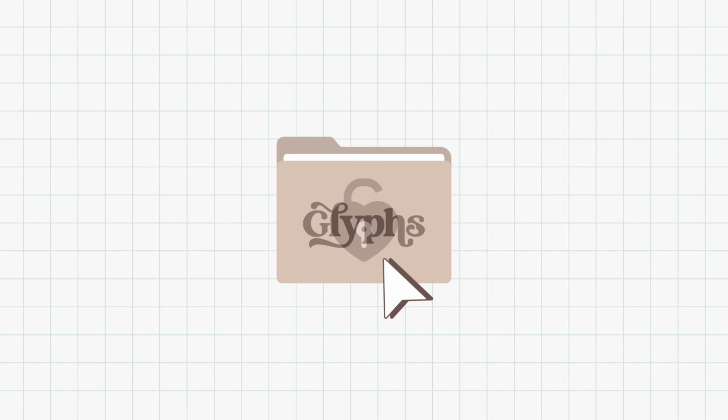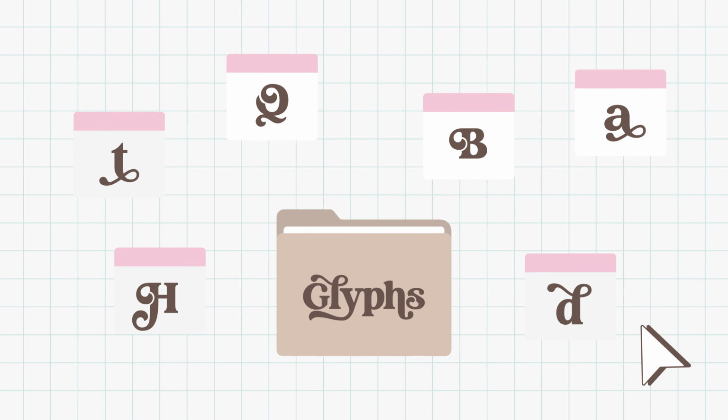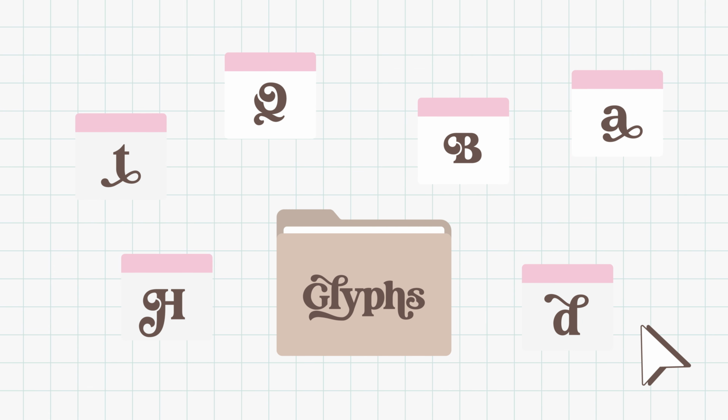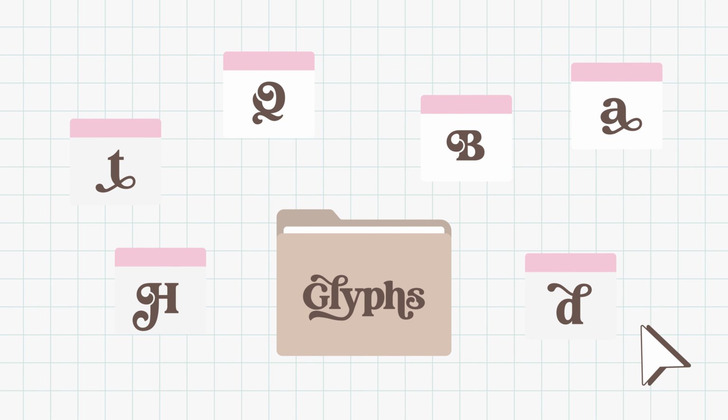Those extra swirly letters are called glyphs, and today I'm going to show you exactly how to unlock them and use them in your Canva designs. So stick around because this is way easier than you think.